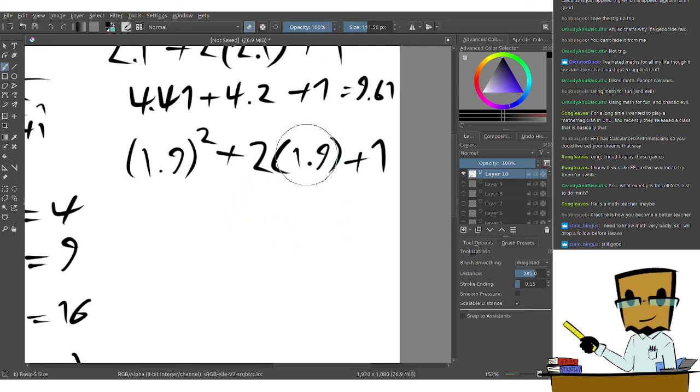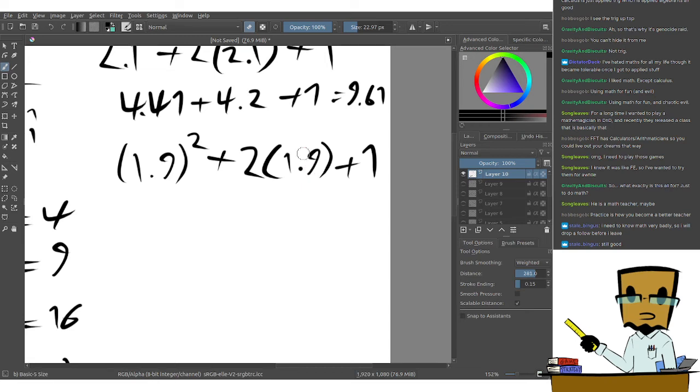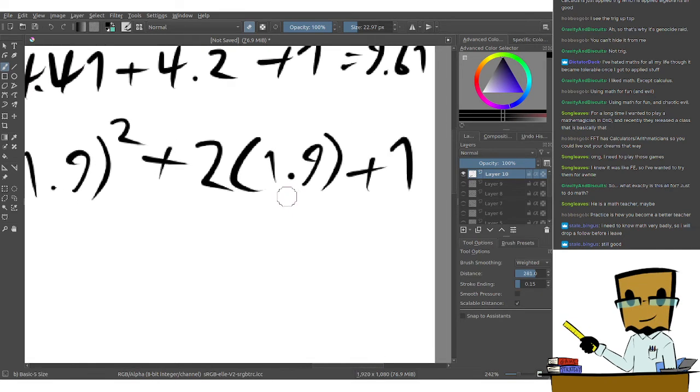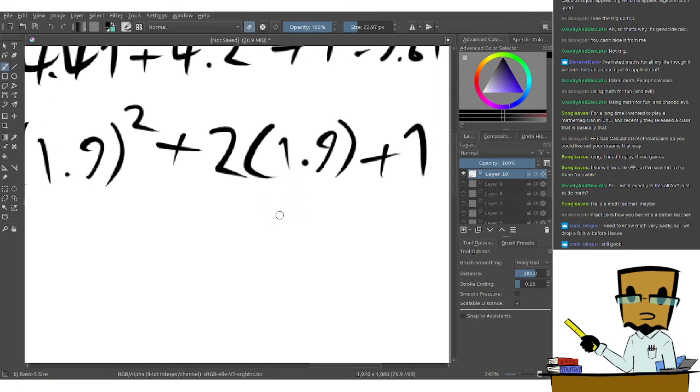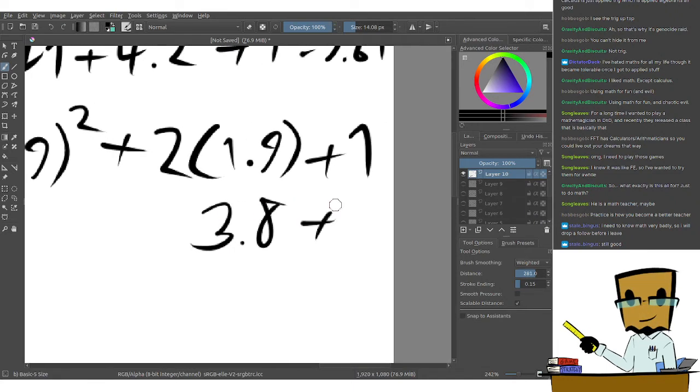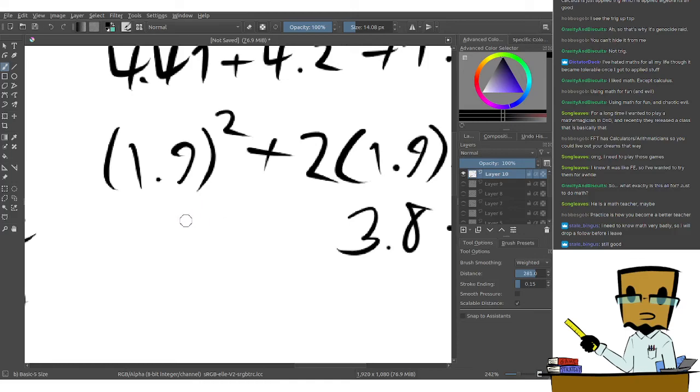Instead of multiplying 2 by 1 and then 2 times 0.9, you can just do 2 times 2 and then subtract 2 times 0.1. I guess. Or you could just multiply it regularly and get the... Oh no. 3.8. This one, and then what was this? 3.61? Yeah.